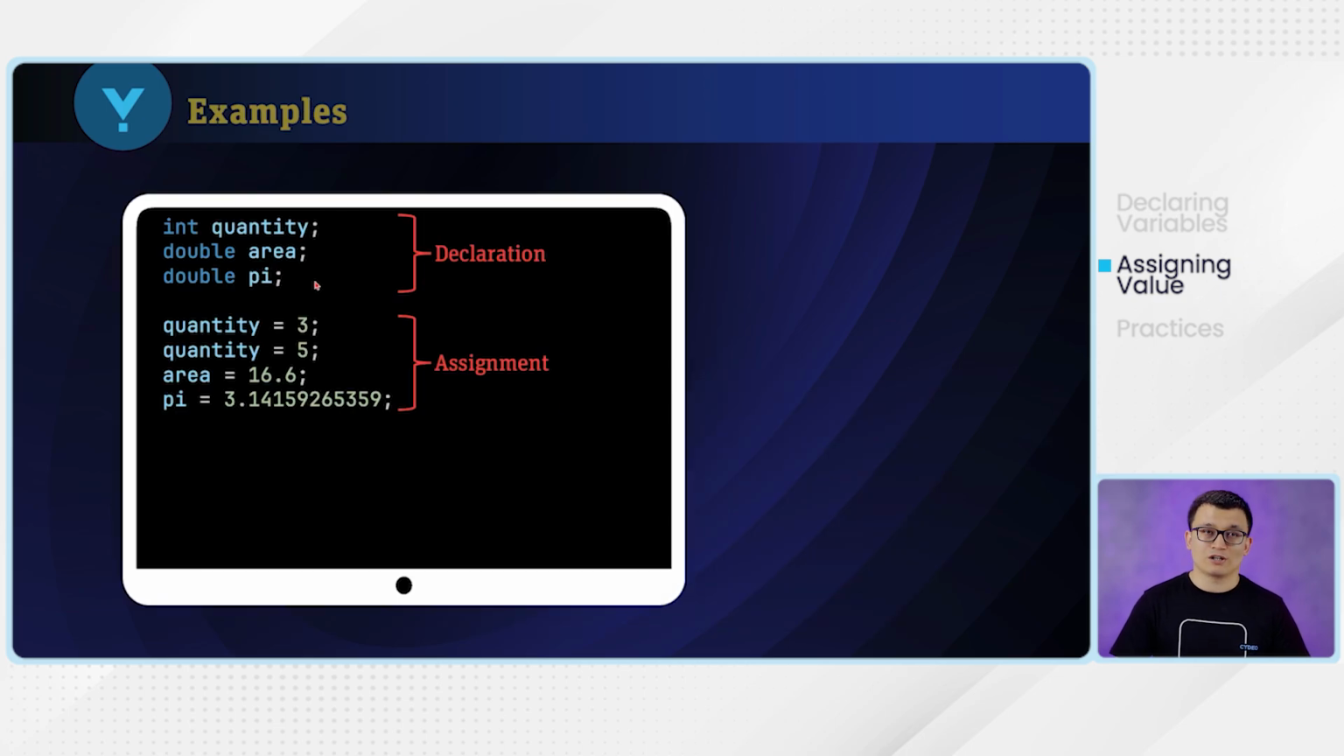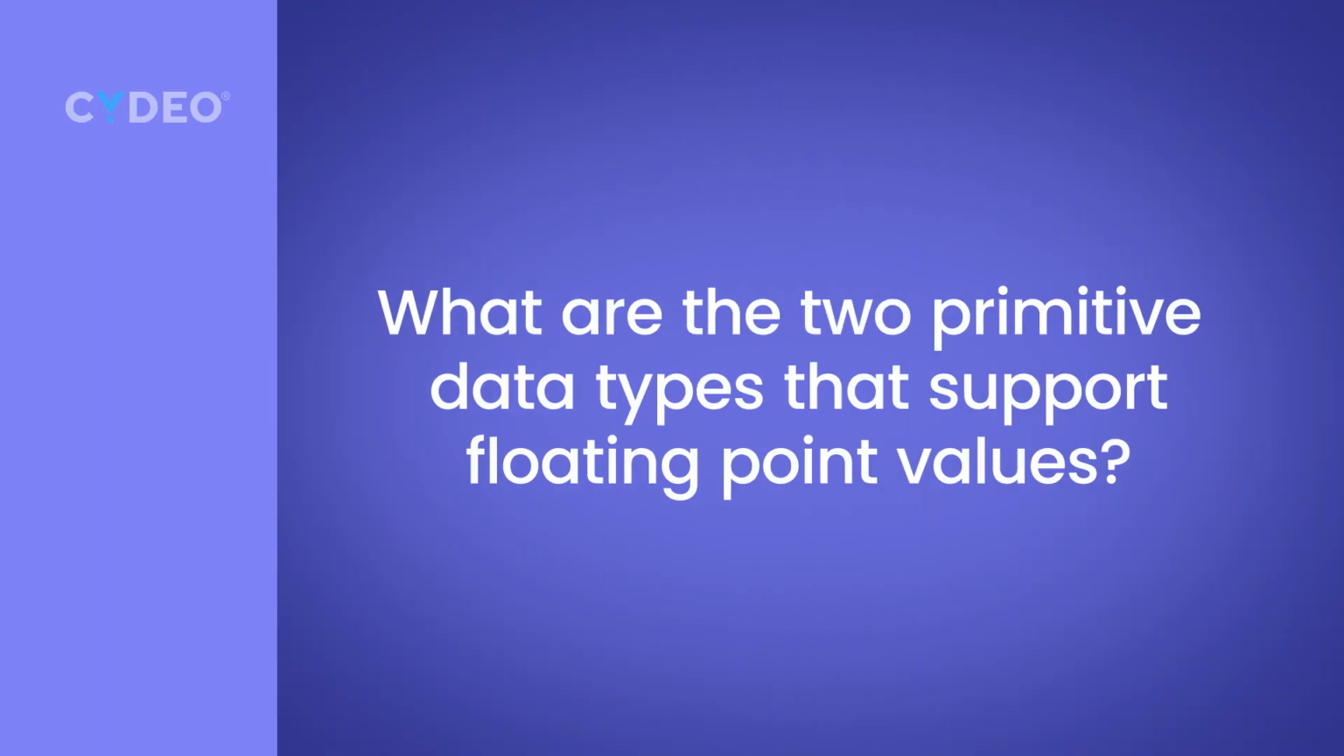Okay, so here are a couple more examples of variable declaration and assignments. We can use int for integer values, and when it comes to floating point numbers, the preferred primitive data type that we have is double. Okay, and double is not the only primitive data type that supports floating point values. In Java, there are 2 primitive data types that support floating point values. What are they?